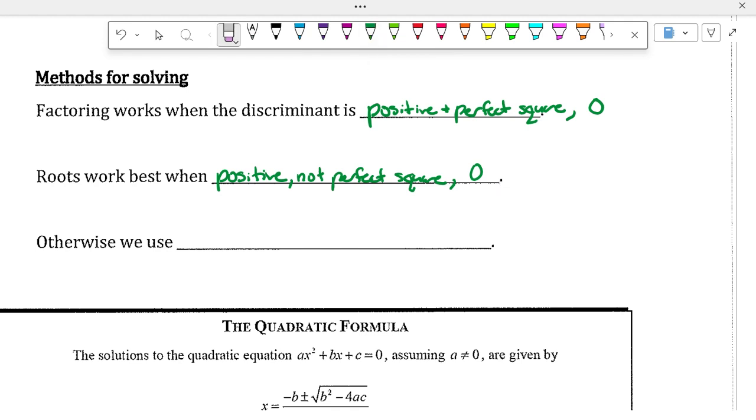Otherwise, because remember we also have imaginary in there, oh, one more thing with roots. It also works best when you have no bx value. So in other words, your b is 0. Otherwise, we use the quadratic formula.